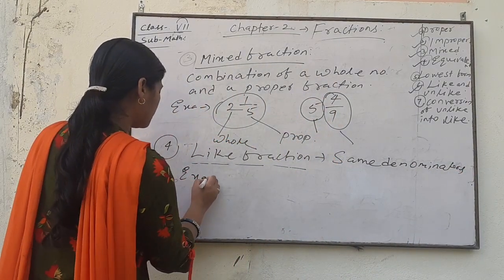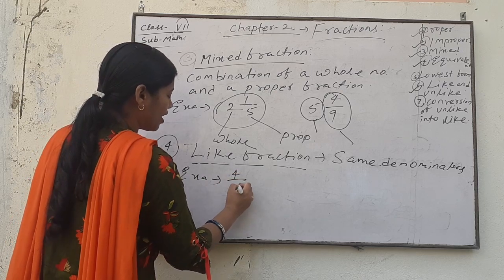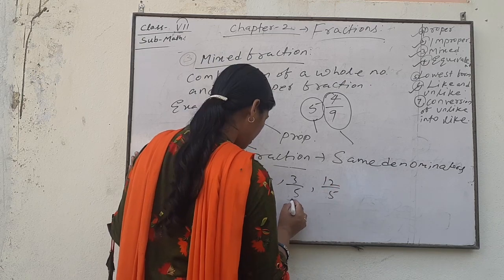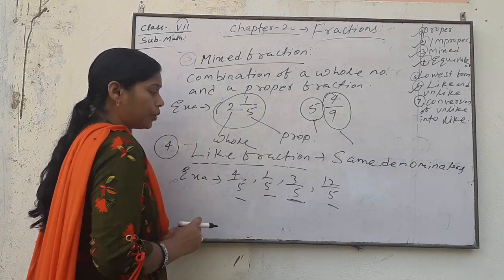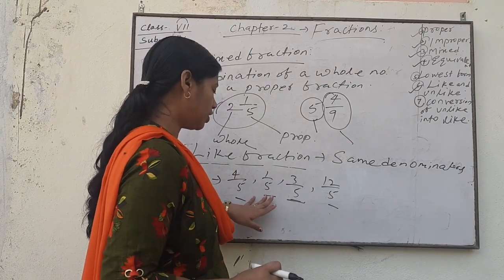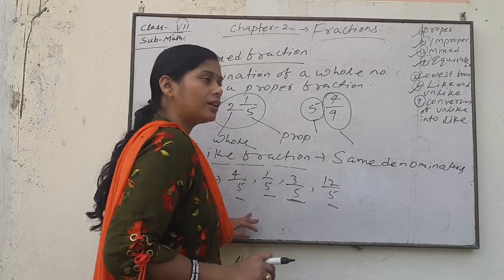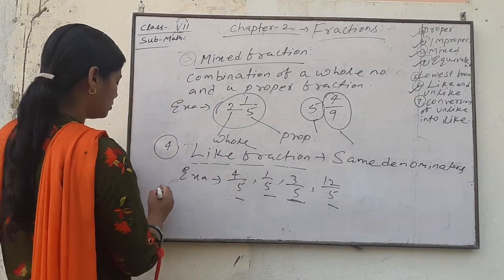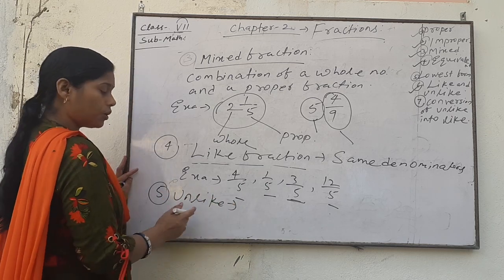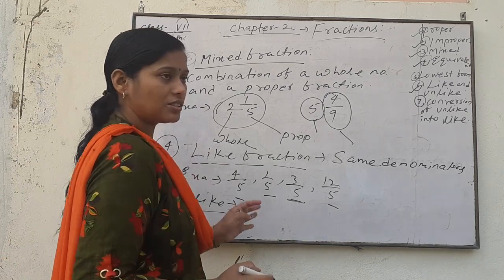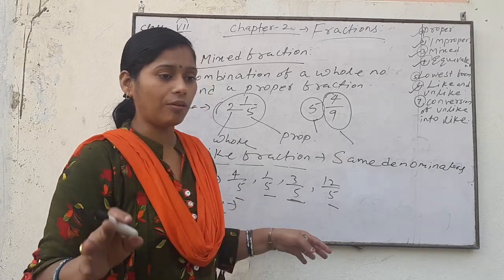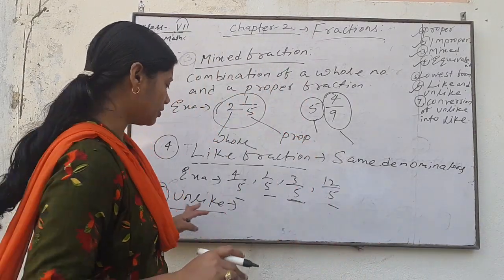Your examples: 4 by 5, 1 by 5, 3 by 5, 12 by 5. Look here, what is the denominator? 5, and all fractions have the same denominator. Your denominator is 5, so this is your like fraction. Now unlike means just the opposite of like. It means fractions having different denominators.